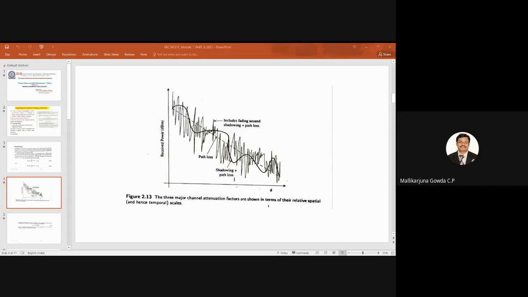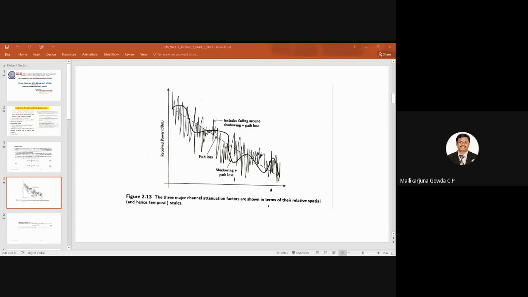Fading is nothing but the random fluctuations in the received signal. What is path loss? It is a loss in the received signal due to the distance between the transmitter and the receiver. What is shadowing? Shadowing is also a loss in the received signal, due to the objects between the transmitter and the receiver. The signal may go through walls of a building, or through trees, or through hills and other things. Due to that, there will be attenuation in the received signal, which we call shadowing.